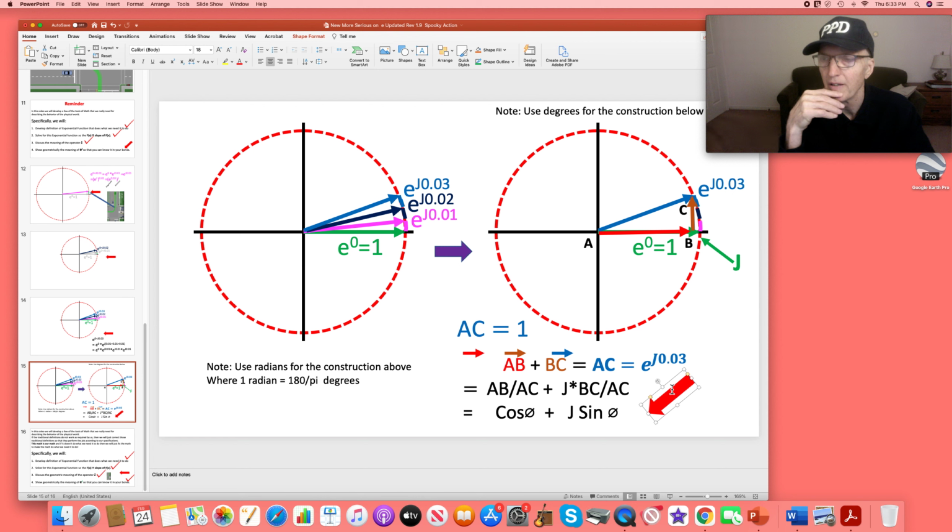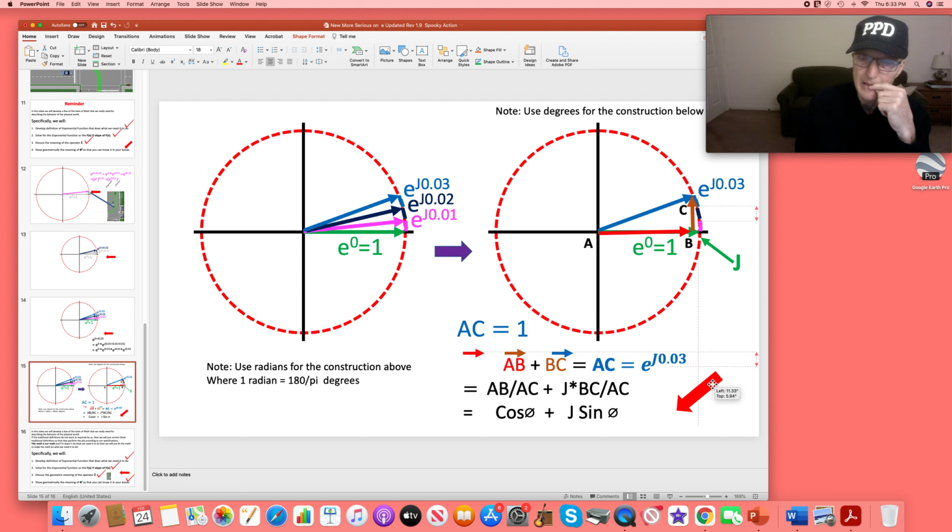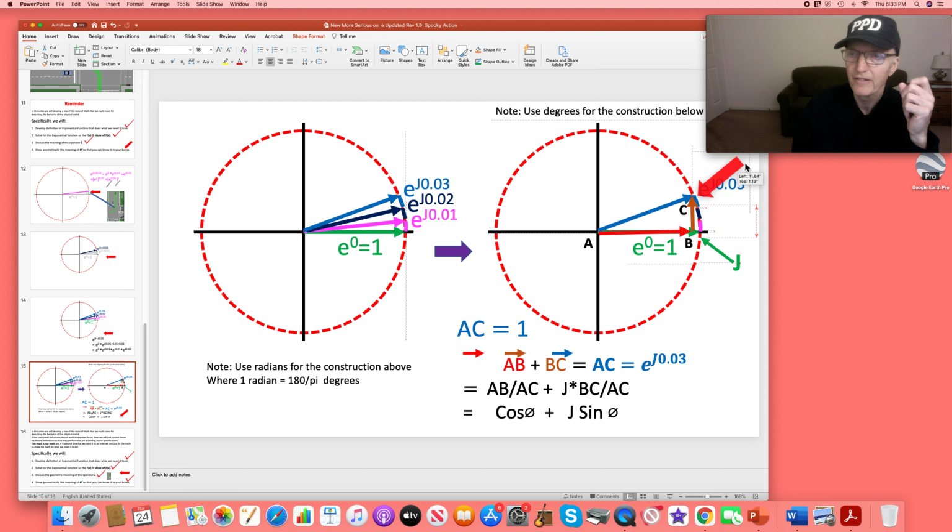That's, I think Euler came up with that. And I don't know how he did it, but we're doing it very simply just by geometry, which is kind of interesting. Actually, very interesting. So now the traditional way, I remember I said I'd tell you what the traditional way is. The traditional way is you take the Taylor series expansions for e to the j, whatever, e to the j some number, in this case 0.03.